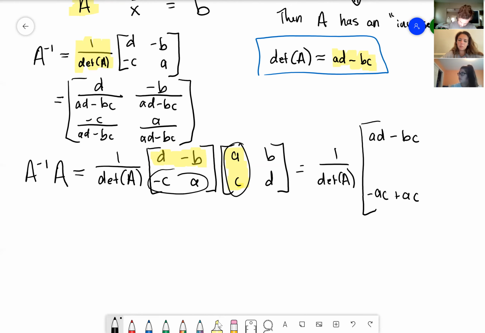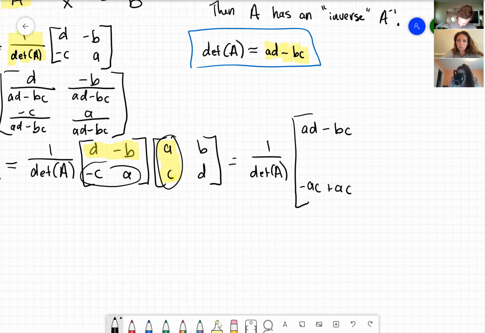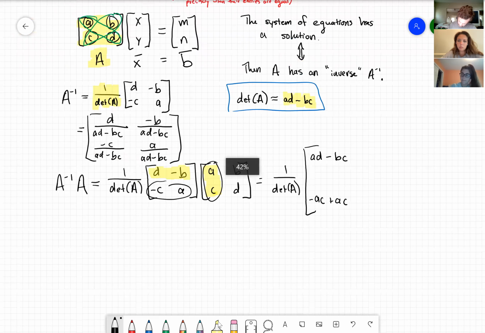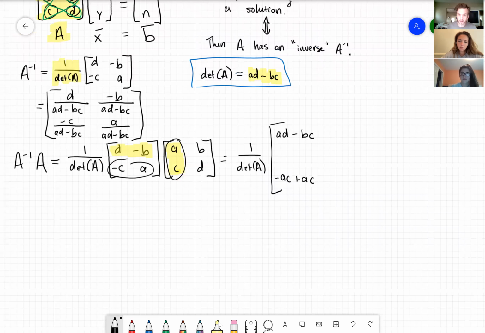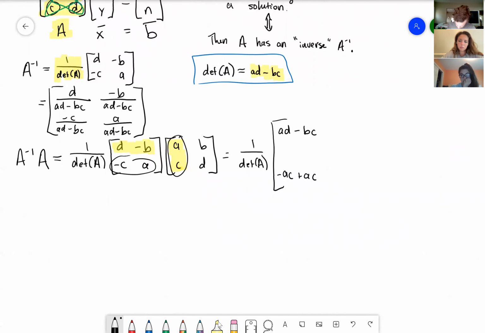And to give myself a little more room, maybe we'll zoom out a little bit. Hopefully that's still visible. Okay, so for this second column, we do the exact same thing. We take the second column of A and we multiply it by each row in A inverse. So we get B times D minus B times D. And then we get minus B times C plus A times D, which I'll rewrite as AD minus BC.